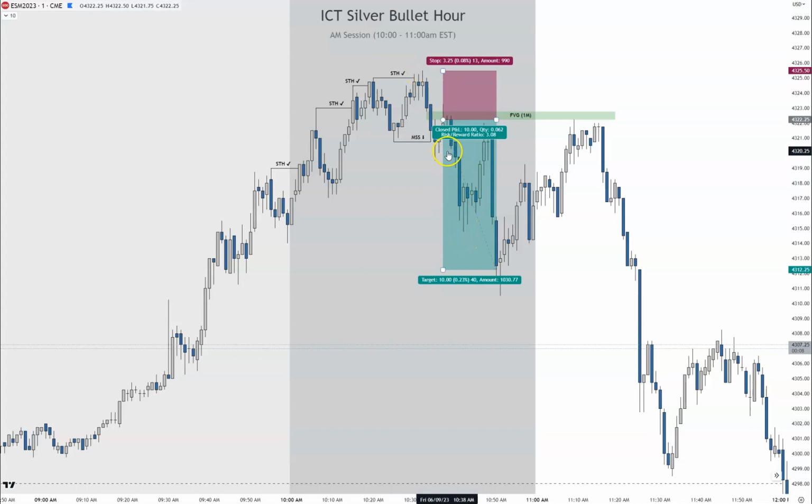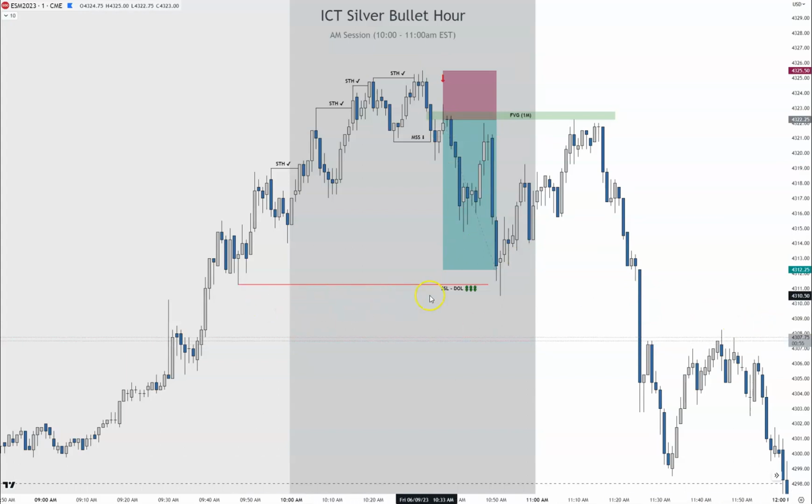And ICT says shoot for 10 handles. There's your 10 handles. So you get in there. Where's your draw on liquidity? It's right here. There's your 10 handles. Now, ideally, if you had multiple contracts, this would be your first partial. This would be your second partial. And this would be your third partial. Okay?